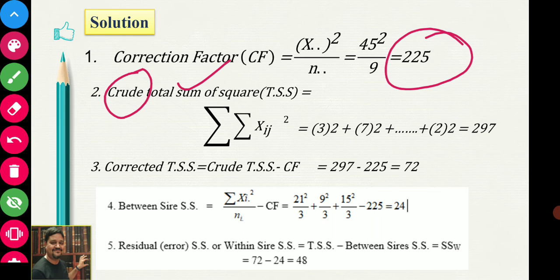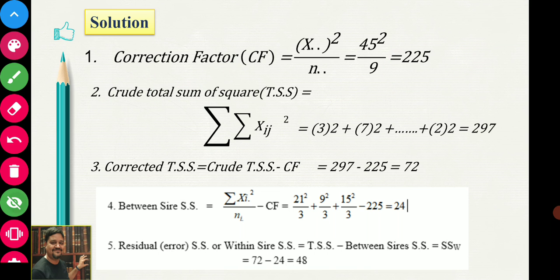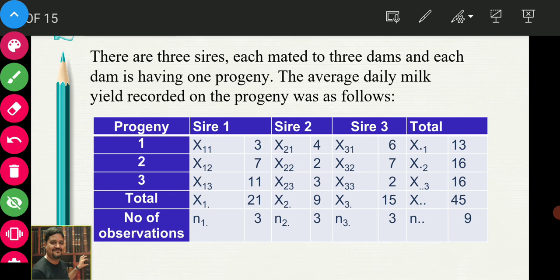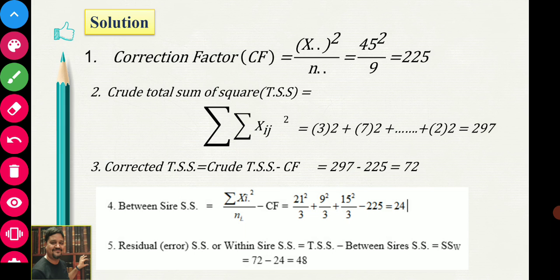So here the total sum of square is summation xij square. What is xij square? Each and every observation you have to square, and then sum it, and that will give you the total sum of square. So each and every observation has been squared. Just see the table here, starting from 3 square up to 2 square. In this way you will get the total sum of square as 297.